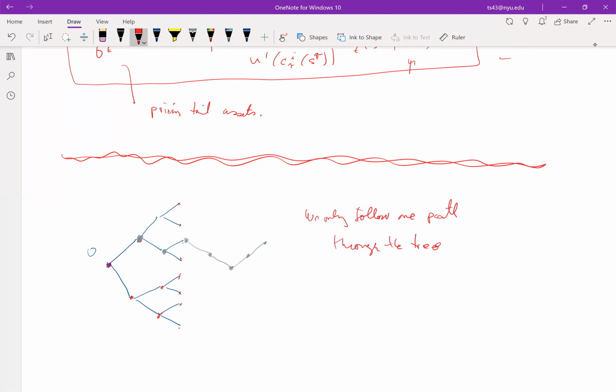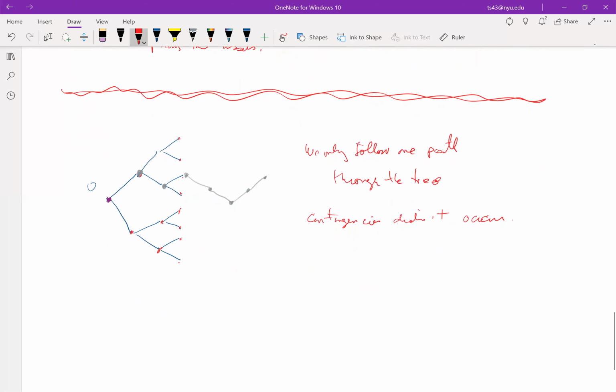So the other paths, the contingencies, didn't occur. So, we bought fire insurance, but our house didn't burn down. And so on. So, nevertheless, at time zero in the Arrow-Debreu framework, we trade all of these commodities once and for all, and we never trade again. Okay.